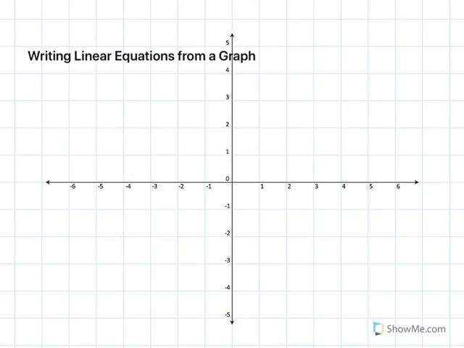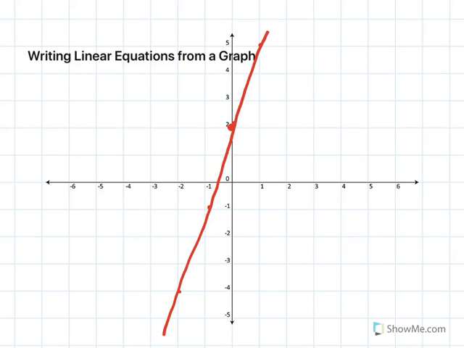Writing linear equations, especially in slope-intercept form, that's y equals mx plus b, from a graph is really pretty easy when you think about it. If I have this given y-intercept and a slope that looks something like this, so I have this line that kind of looks like this.